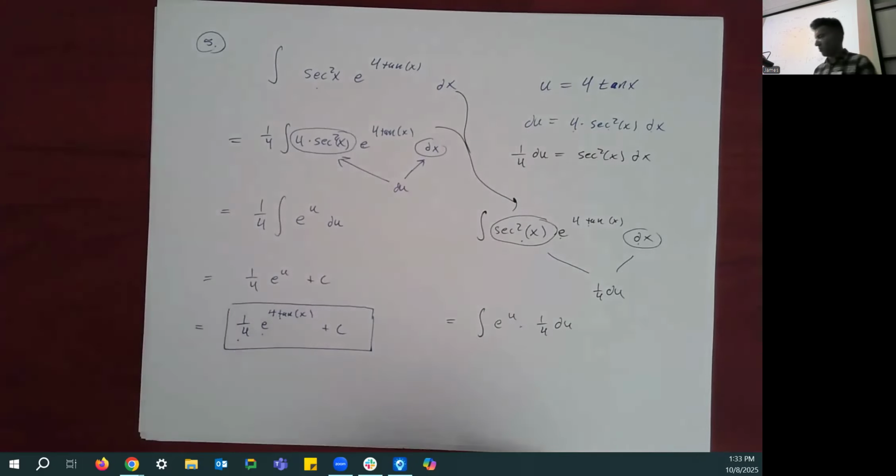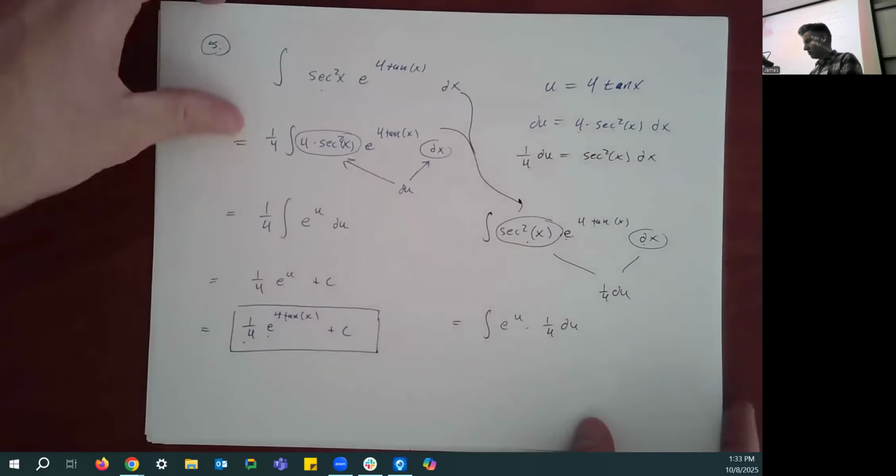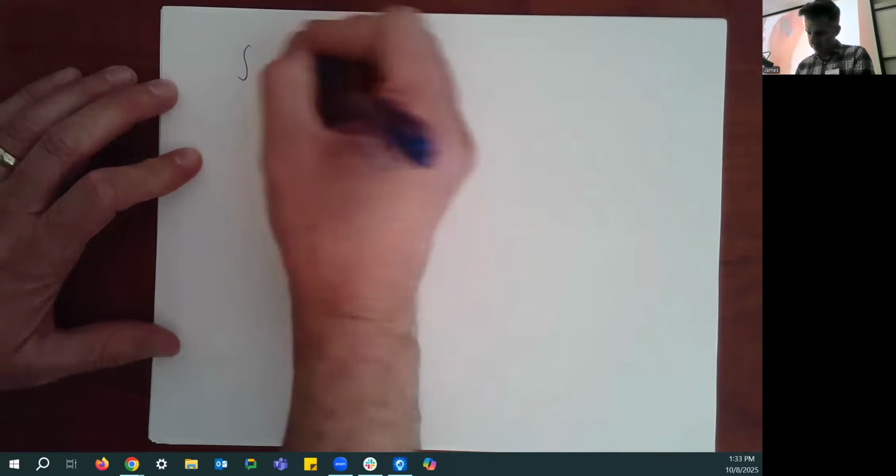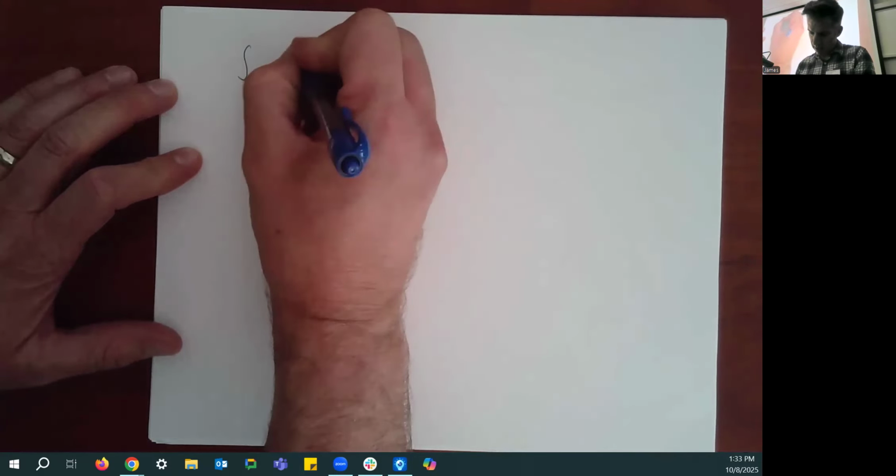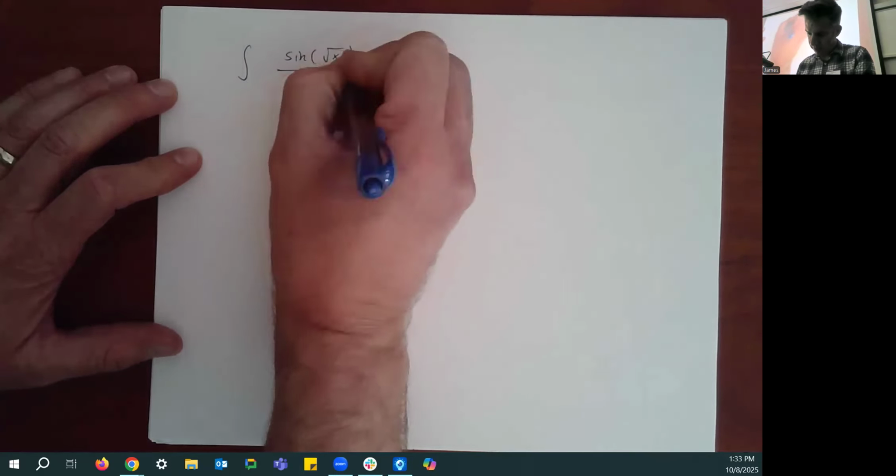All right, let's look at at least one more u-substitution. And then we'll say some other things. Time. So little time. Let's say we want to find the integral of sine of the square root of x divided by the square root of x.